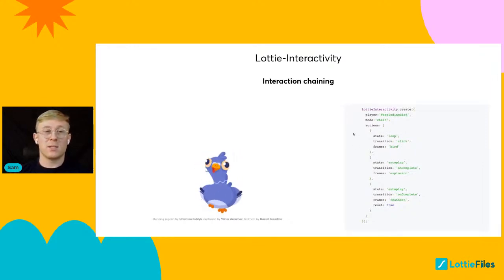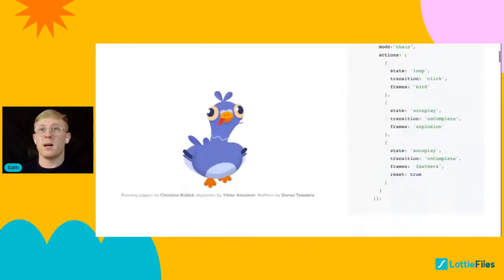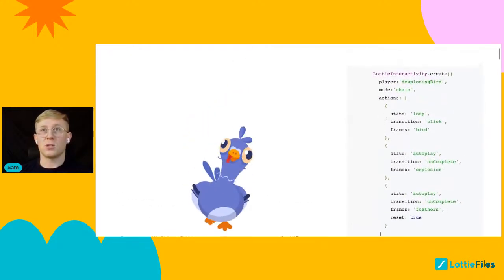And Lottie-interactivity makes it really simple to set up, whereas if you were just using pure JavaScript and doing this by yourself, it would take a lot of code. But as you can see here, we simply define 3 different actions, and we can create these really interesting interactive scenarios. So if you have used Lottie-interactivity before and are familiar with it, we set it up the same way as before. We define a mode, and here we're defining the chain mode. And then we define our actions.